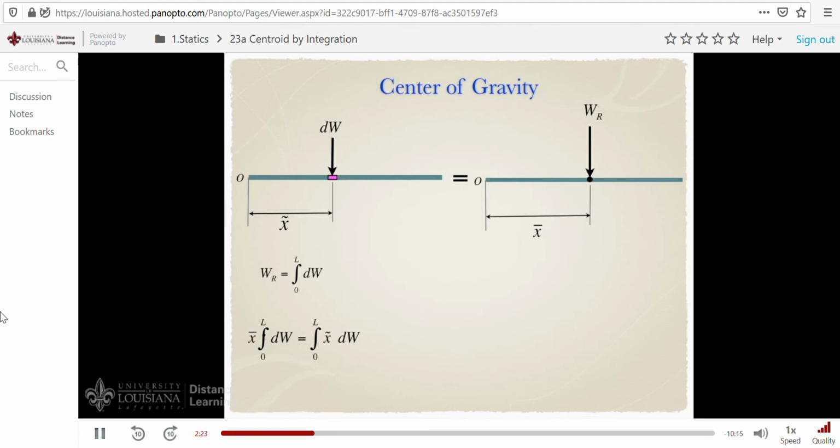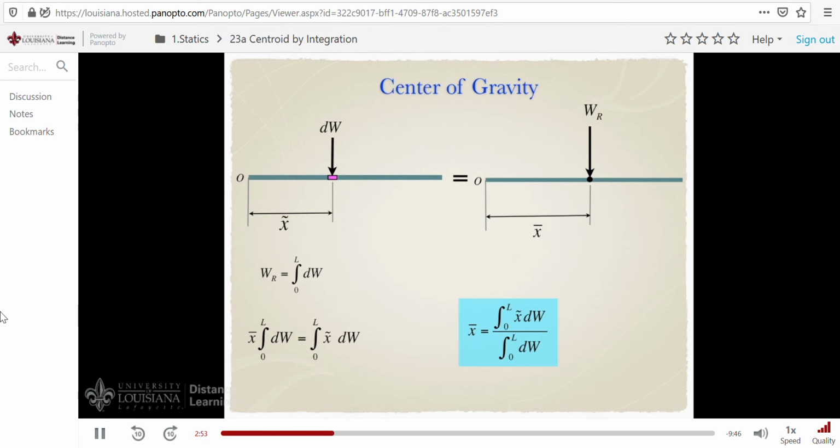Here's our resultant force times our moment arm, x bar, and here, of course, is the moment of each differential force. If I solve this equation for x bar, I'll find the location, then, of the center of gravity for our bar. And this is the type of formulas we'll be using throughout the lesson. They're a ratio of a moment of a loading, for example, divided by the total loading, to get our placement, x bar, a balance of moments, essentially.